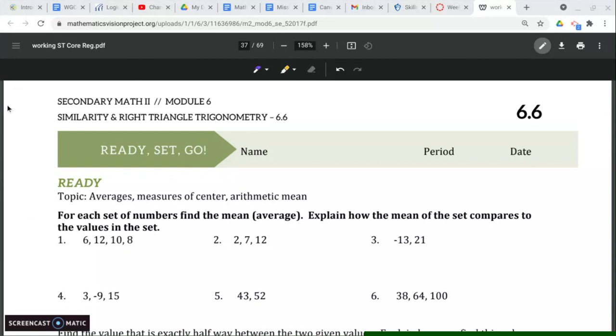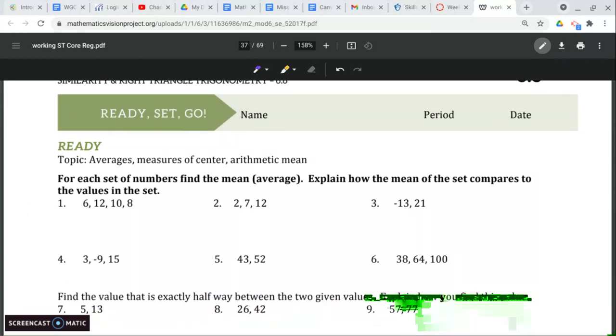So for this first part, we're looking at averages, measures of center, and arithmetic mean. For each set of numbers, find the mean or average and explain how the mean of the set compares to the values in the set.